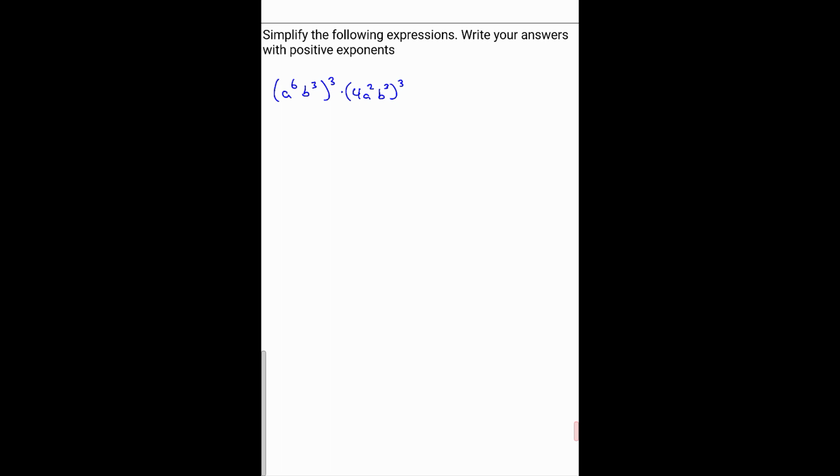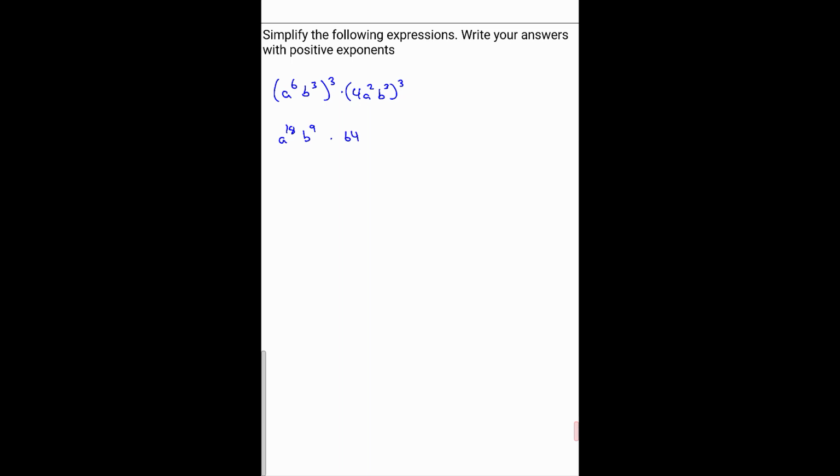So a to the sixth is being raised to the third power. So if you have a power raised to a power, that would mean you would multiply your exponents. So this would be a to the 18th power, and then b to the 3 times 3, which would be b to the 9th power. And then times 4 to the third power, which is 4 times 4 times 4, which would be 64.